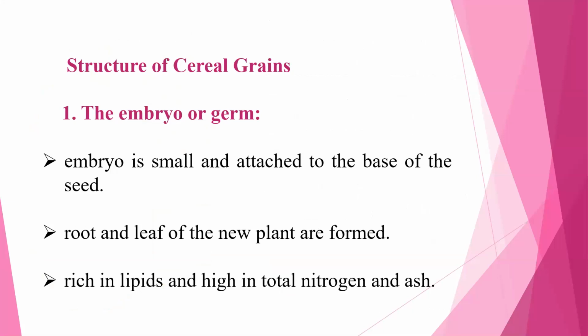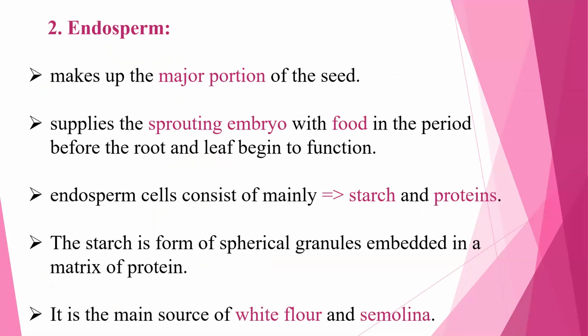In the structure of cereal grains, the embryo is the small part attached to the base of the seed, as you have seen in the diagram. Root and leaf of new plants are formed from this embryo only, and this part is rich in lipids and high in total nitrogen and ash content.